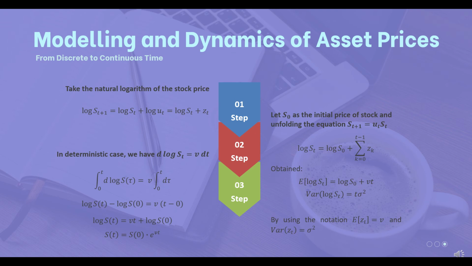First, the part from discrete to continuous time, which means how we obtain the continuous time model from a discrete time model. I have summarized it in three steps. The first step is to take the natural logarithm of the stock price. Second, we let S0 be the initial price of the stock, and then we unfold the equation shown. We find that the stock price is normally distributed. We will also obtain the expected value and variance by using the notation shown. After that, we integrate the equation in order to get the continuous time model as our third step.